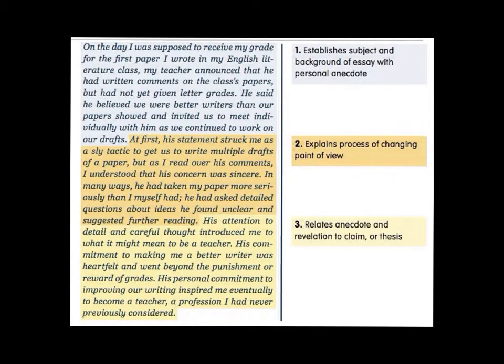On this slide is an example of an introductory paragraph. All three essential ingredients or parts that are needed for an effective introduction are highlighted. One is the hook, in this case a personal anecdote. Two is the bridge, and in this case it's explaining the process of changing point of view. It's connecting the personal anecdote to the claim statement. In three, the final sentence is the claim or thesis statement, but it uses two sentences to further develop that bridge into that final sentence.